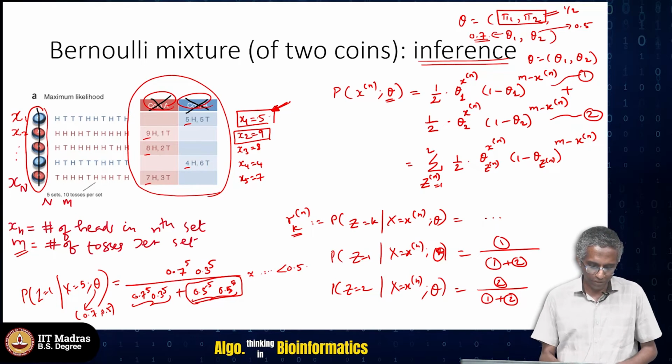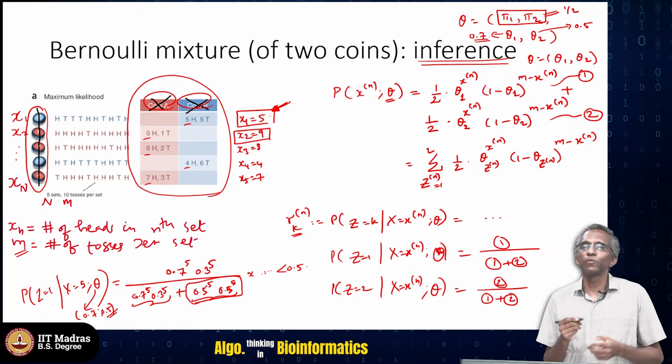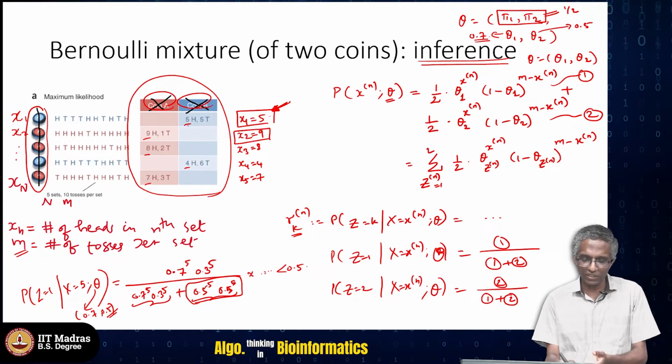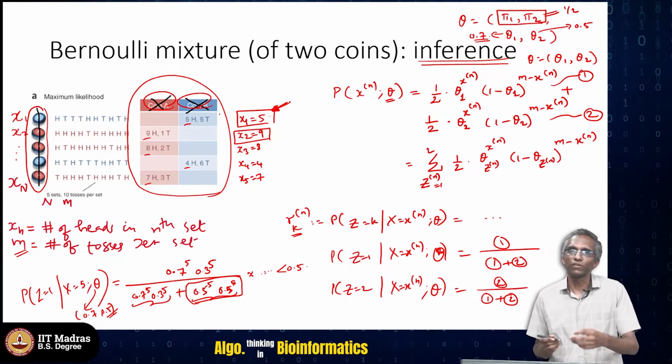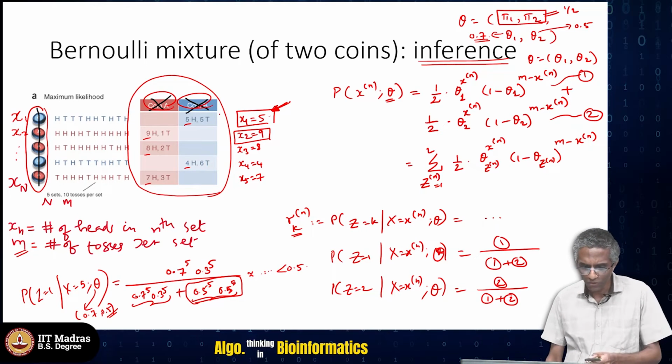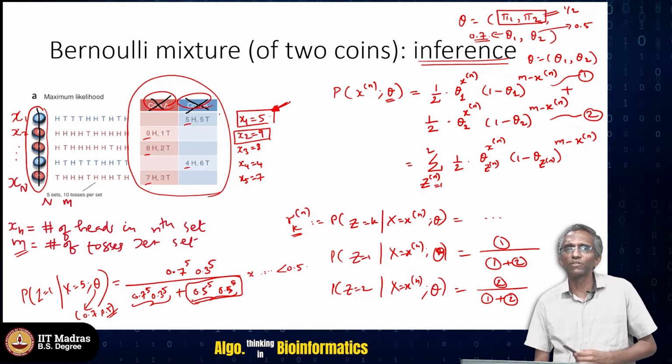rather than coin A, okay, because coin B is equally likely to come up heads and tails, but coin A is 0.7 probability. It is a very high probability of coming up heads, but in actuality we see equal number of heads and tails, 5 and 5, in this particular set 1. Okay. So, that completes our understanding of the inference calculation using this model.